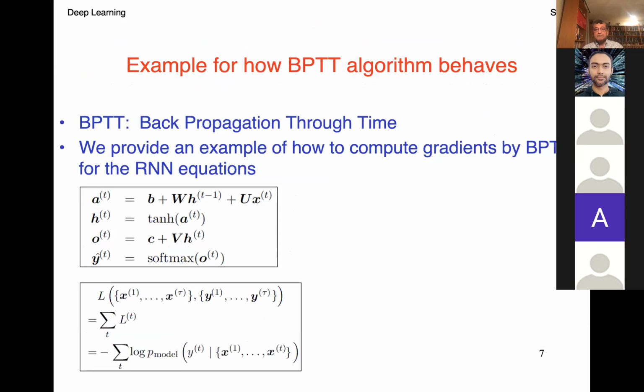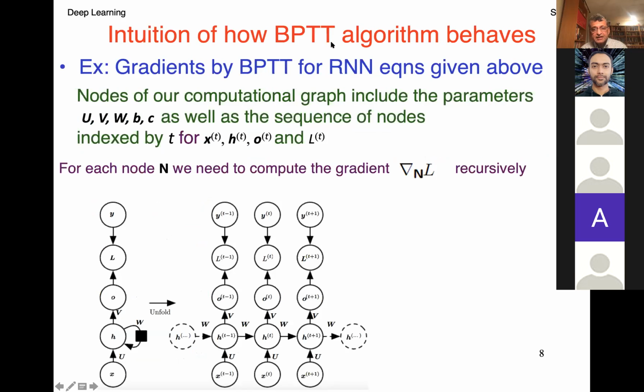Now I'm beginning to look at an example of how the BPTT algorithm behaves. Backpropagation through time. We saw the equations used in an RNN, and we saw the loss function in an RNN. We provide an example of how to compute gradients by BPTT for the RNN equations, to give intuition of how the BPTT algorithm behaves. The nodes are the parameters U, V, W, b, c, as well as the sequence of nodes indexed by t. For each node N, we need to compute the gradient, the derivative of L with respect to N, right? For every node, we need to know the derivative with respect to the loss function. We saw the definition of the loss function.